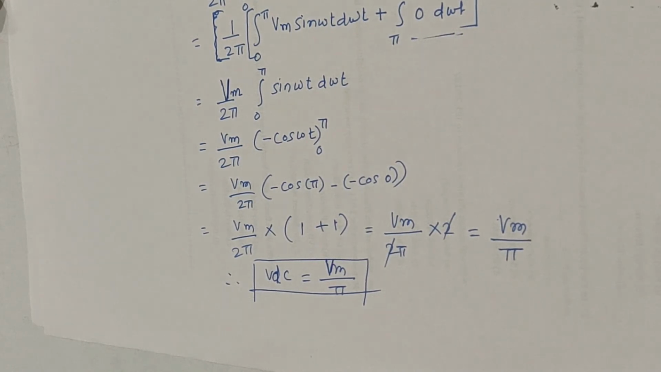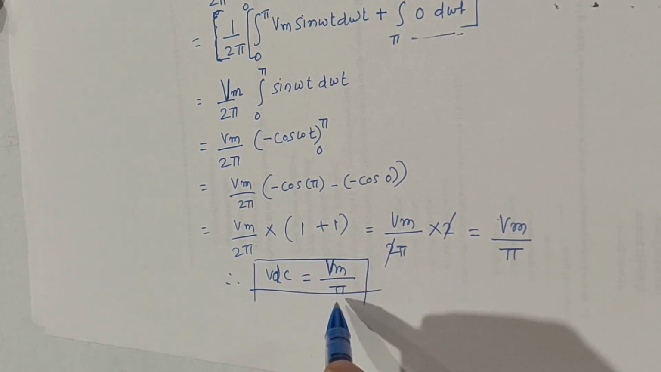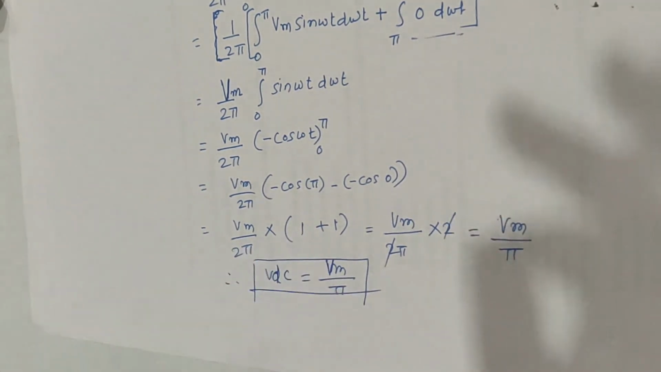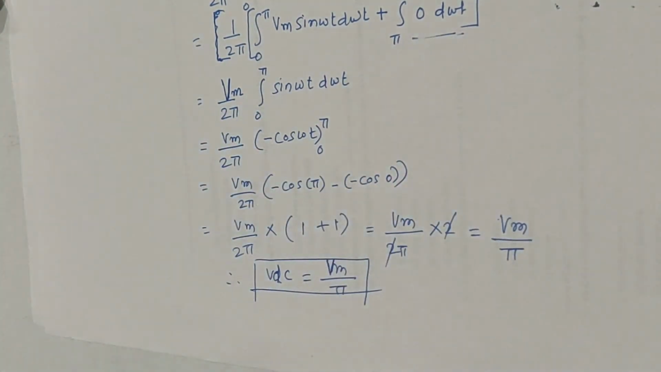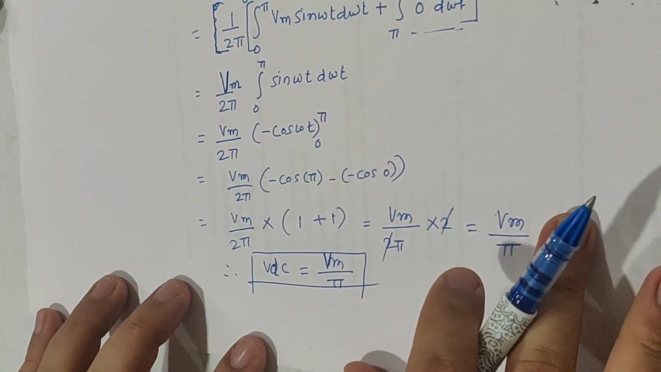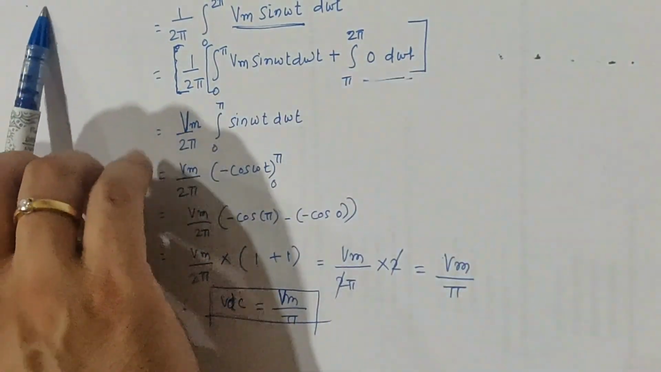So I've got the DC voltage, and that DC voltage comes out to be Vm by pi, where Vm is the peak voltage, and if I divide it by pi, I can get the DC content of that. Now let us move ahead and calculate the current. So I will calculate here only current.